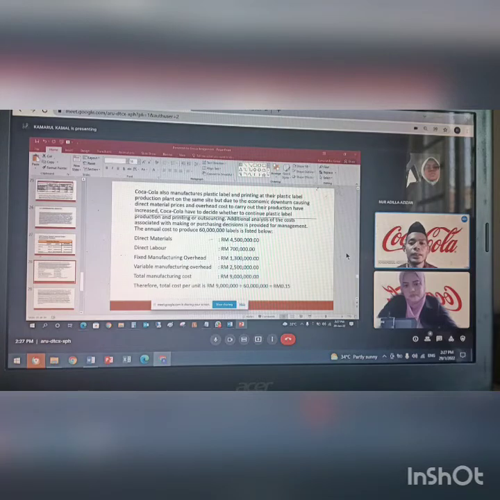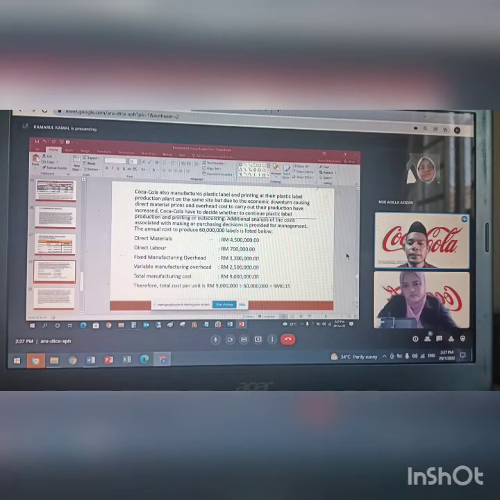So another request is, our management is concerned about the Coca-Cola manufacturers of the plastic label for the bottle. So the plant now is supplying 60 million labels per year.